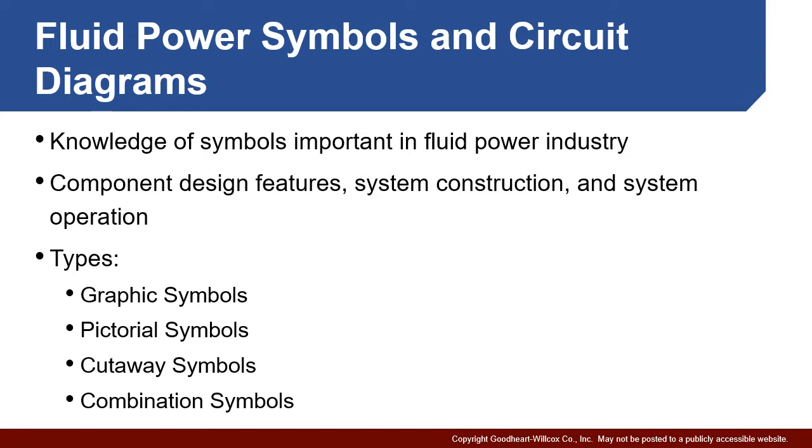There are a number of different types. The simplest is the graphic symbols. Those are referred to as the ISO graphic symbols. That's one we're going to spend the most time on. But keep in mind we also see pictorial symbols, cutaway symbols, and combination symbols. We'll talk briefly about those as well.